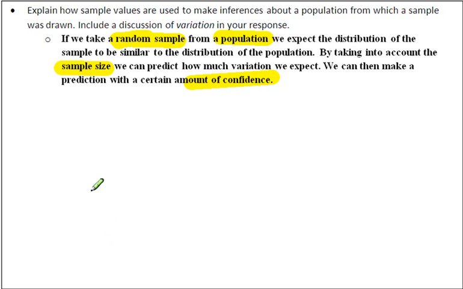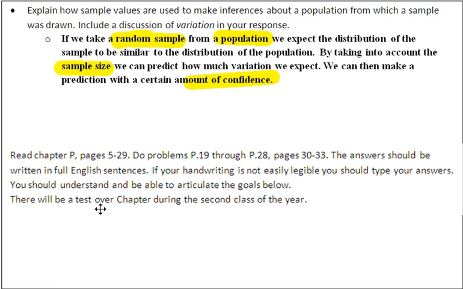All right, so what are you going to do with this? You're going to read the chapter. You can rewatch these podcasts as many times as you need to. The notes, pretty much what I've said is written in bold face in this podcast. So let's get that assignment. You're going to read Chapter P, which is pages 5 through 29, and you're going to do problems. The problems are all numbered with the chapter number first and then the problem number second. So you're going to do problems P19 through P28, which are on pages 30 to 33 of the book.